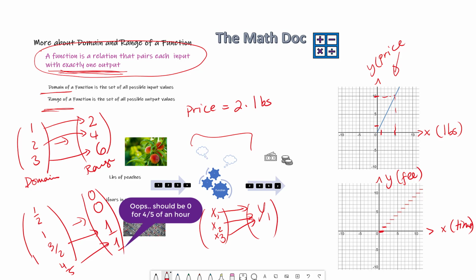The reverse of that is not okay. So what do we mean by the reverse? Well, if we were to go into a market and try to buy 2 pounds of peaches, we expect to have only one price. We can't have 2 pounds of peaches cost $4 or $6. That is not consistent. So for that reason, a function is defined so that every input has exactly one output.